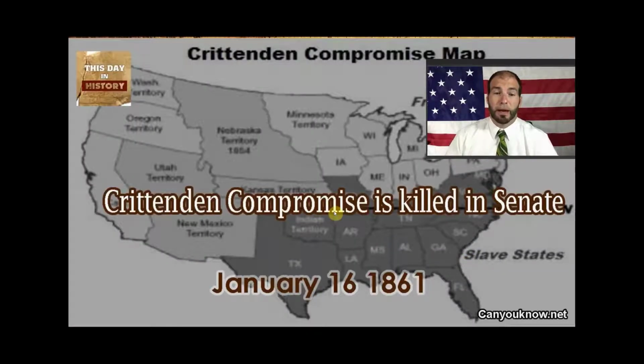The Crittenden Compromise is killed in the Senate in January of 1861. So Lincoln has been elected, but he has not officially become the president yet. He won't actually be sworn in until March. When the Crittenden Compromise is killed, the lower South secedes. They've been threatening this for a while. The fact they actually did it is huge.